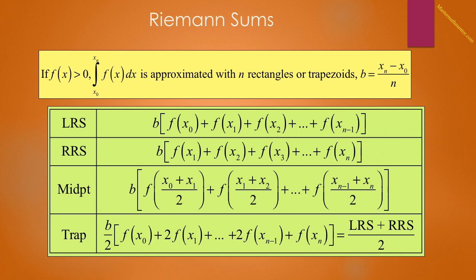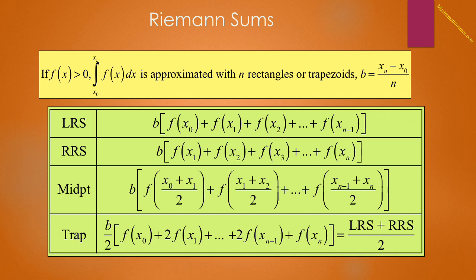So the left Riemann sum, LRS, is equal to b times the quantity f of x0 plus f of x1 plus f of x2 plus ... plus f of x sub n minus 1, while the right Riemann sum, RRS, is equal to b times the quantity f of x1 plus f of x2 plus f of x3 plus ... plus f of x sub n.